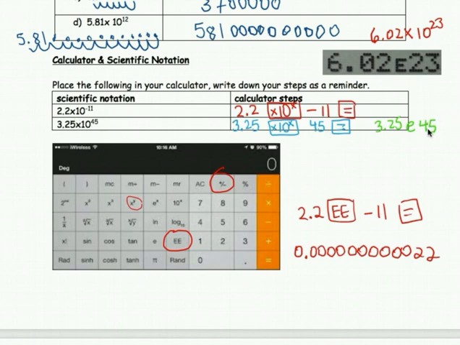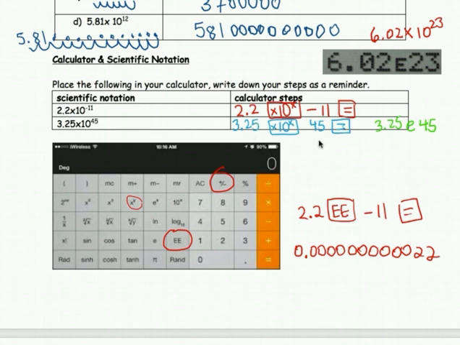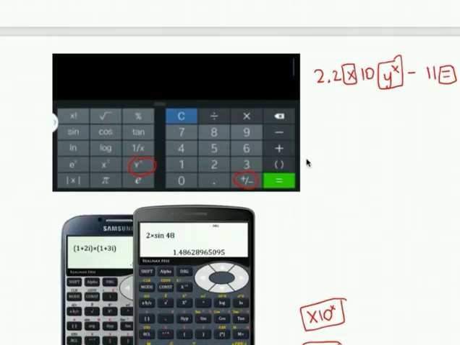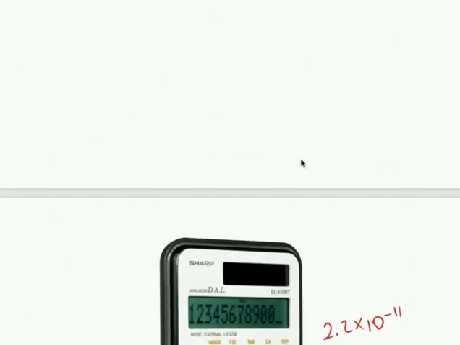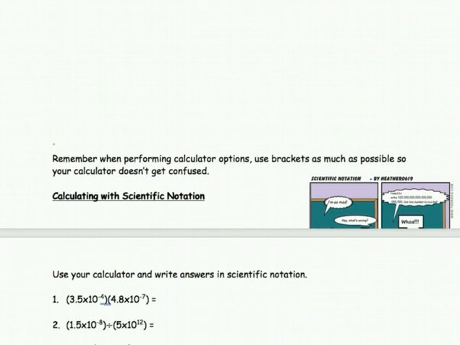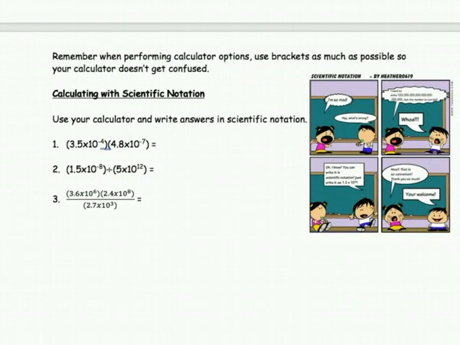Okay, so now that we've looked into how to enter it into your calculator, we're going to actually do some calculations now. Let's go down to the questions here. Whenever you have complex calculations to do, you always want to use brackets. So just make sure to throw those in wherever you can.